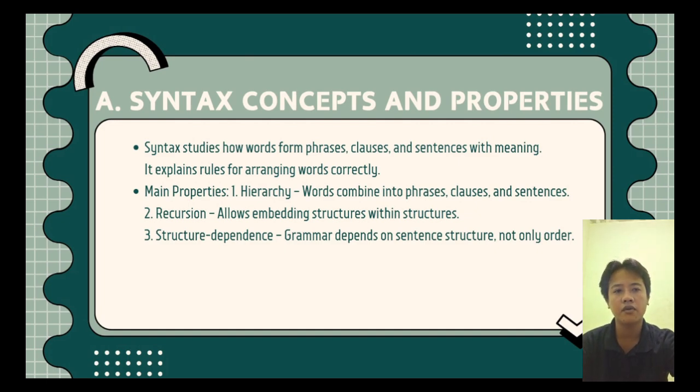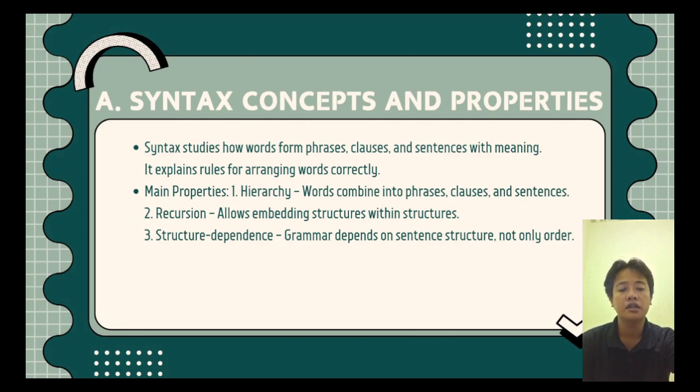The first one is hierarchy. This means that words are not alone; they are joined to make bigger units like phrases and sentences. The second one is recursion. This means we can make long or complex sentences by adding one structure inside another. For example, like the boy who lives next door loves football.